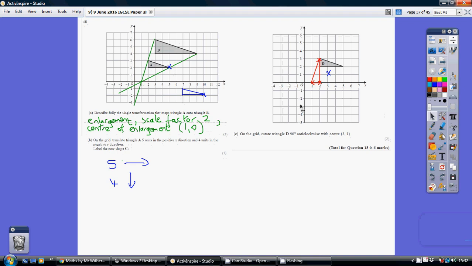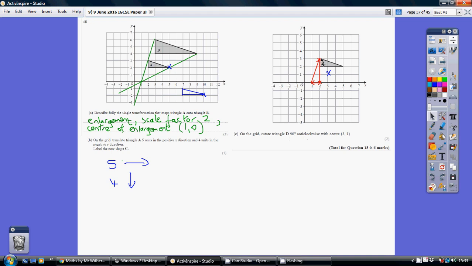Now for part C, get your tracing paper out, go and draw around the shape, go and do X marks the spot on the centre of rotation, which is 3, 1, and remember the tip, draw an arrow pointing upwards on your tracing paper. Now put your sharp pencil on the X marks the spot and swivel the tracing paper around until the arrow is now pointing to the left, because that's where it'll be pointing when you shift it 90 degrees anti-clockwise.